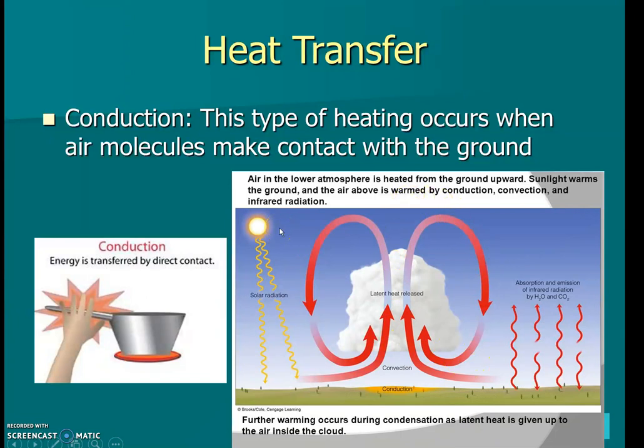So in this picture here, you can see all three types of heat transfer. The sun radiates heat to the Earth, which absorbs it, then through conduction, the Earth releases the heat into the air, and that starts convection. So all three of these work together to help create our weather.